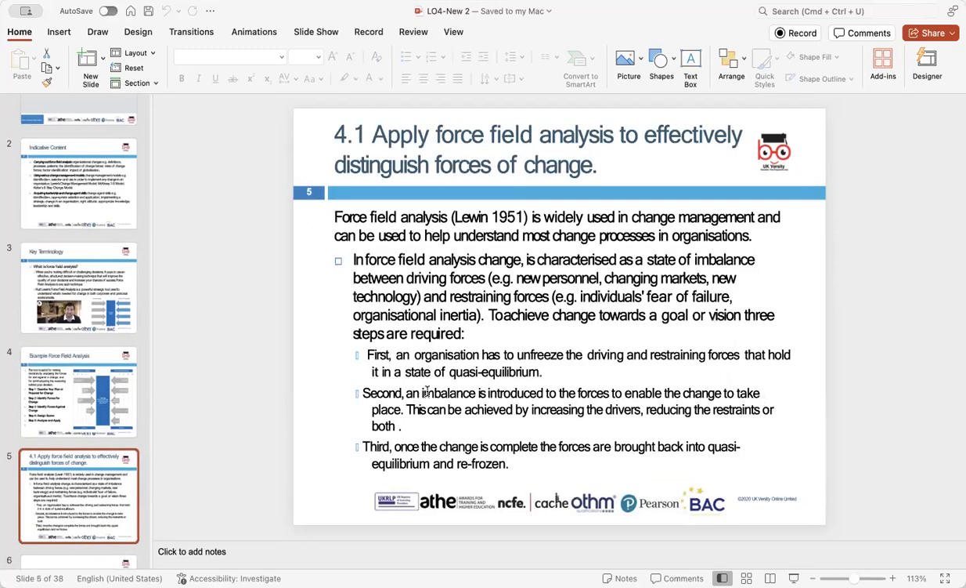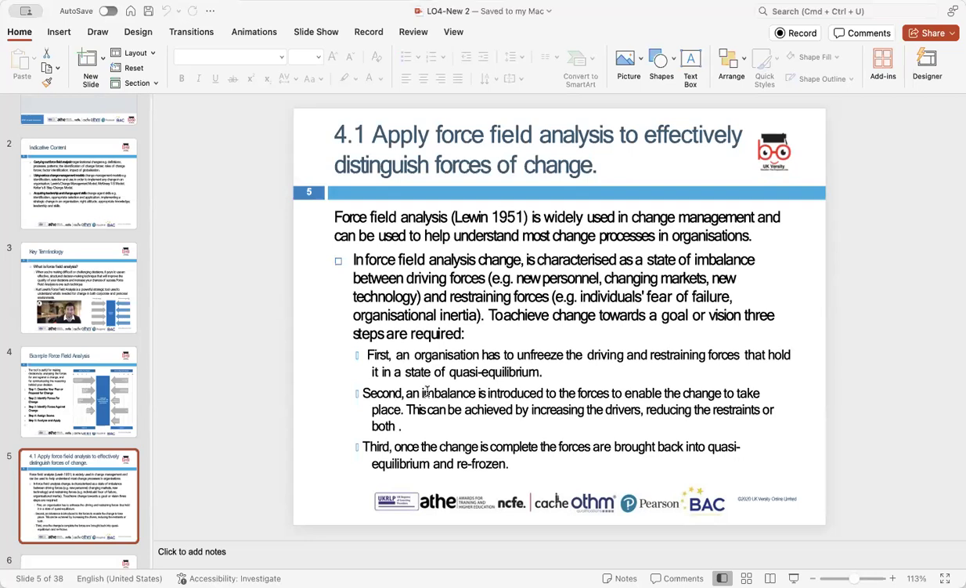Apply force field analysis to effectively distinguish forces of change. Force field analysis, introduced by Lewin in 1951, has become widely used in change management. This model can be applied to understand various change processes within organizations. Change is often seen as a state of imbalance between driving forces such as new personnel change, market conditions, or new technology, and restraining forces such as employees' fear of failure or resistance from the organization's existing systems.